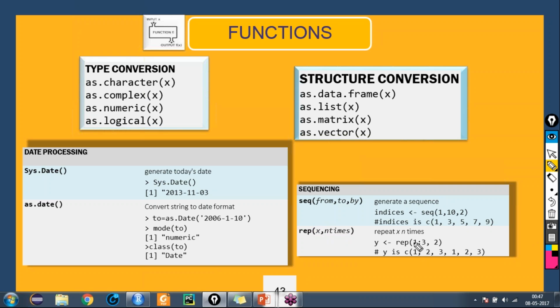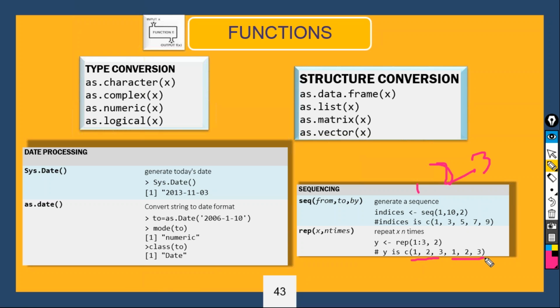How the thing works is like 1 to 3 means 1, 2 and 3. That's how it works, and you want to repeat it twice, so 1, 2, 3 and 1, 2, 3. Perfect, fine.